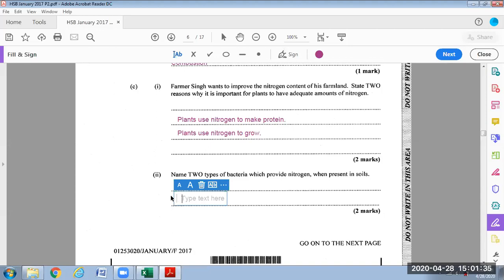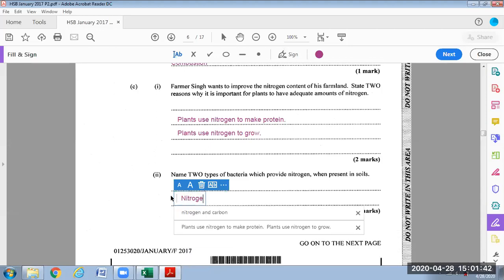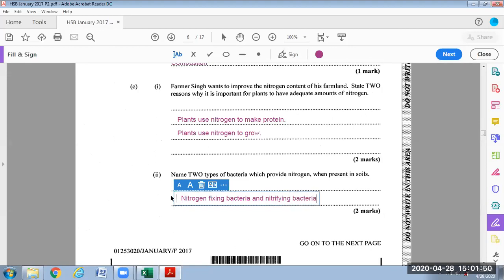Two types of bacteria which provide nitrogen when present in the soil would be nitrogen fixing bacteria and nitrifying bacteria. That's all. I don't know, that question was so hard. If that comes for your test now.